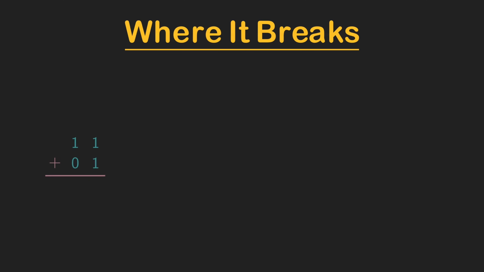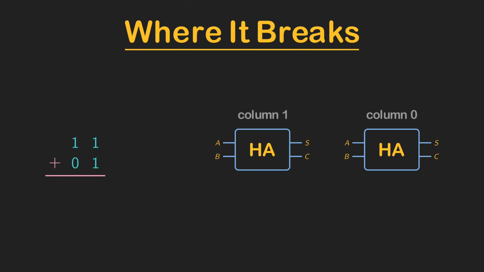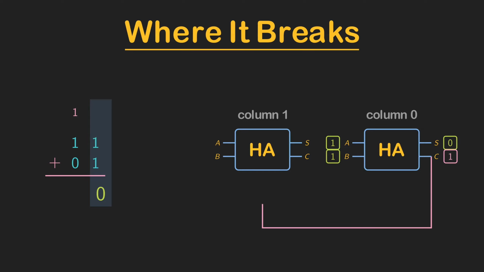Try adding two 2-bit numbers, 1 1 plus 0 1, using only half adders. The first column is fine, 1 plus 1. The half adder outputs sum 0 and sends a carry to the left. But now the second column receives 3 bits. A is 1, B is 0, and there's that incoming carry. The half adder has only 2 inputs. There is no door for the carry to enter. We're stuck. Pause on that.